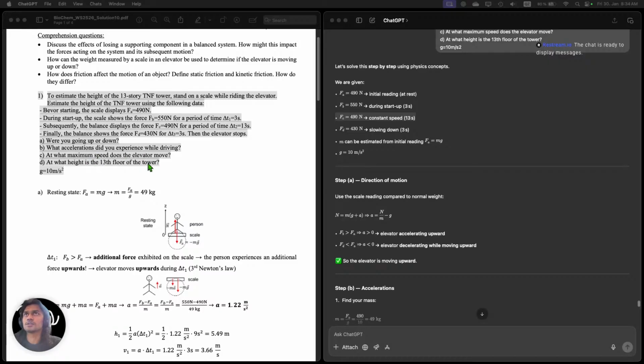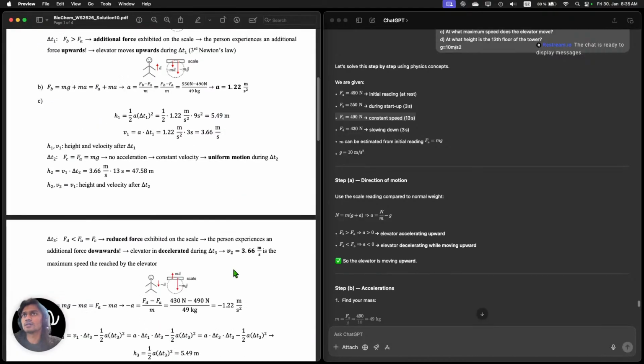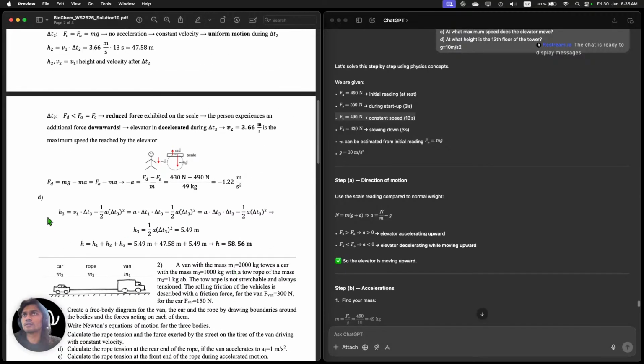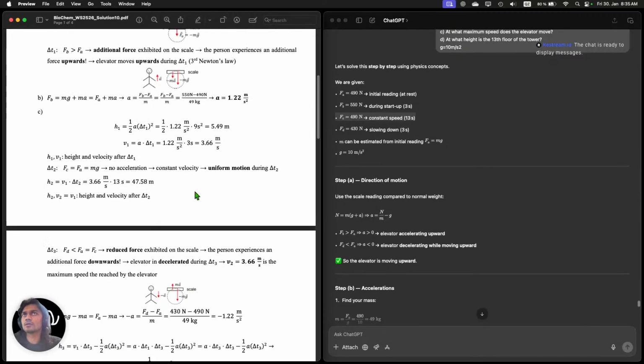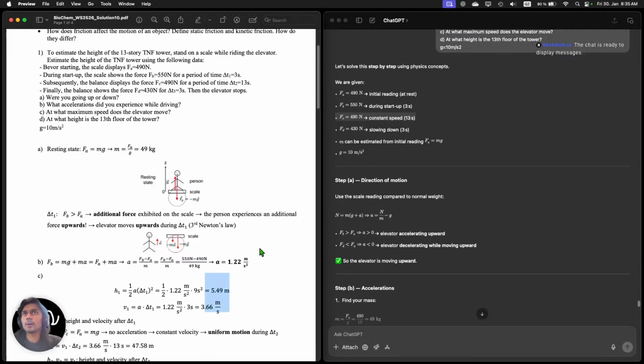What acceleration did you experience while driving up? At what maximum speed does the elevator move? At what height is the 13th floor of the tower? Wait, we already found the height, right? Or what is this height? That's just for T1. Okay.